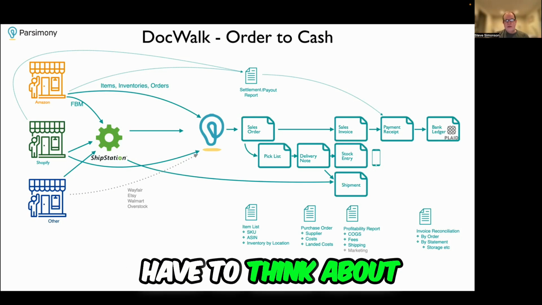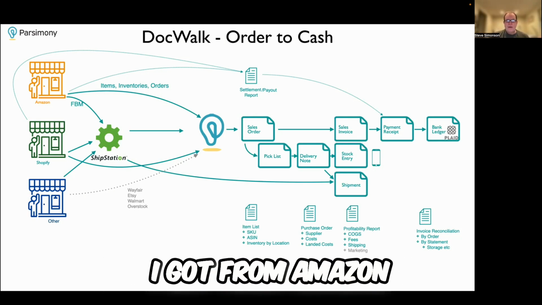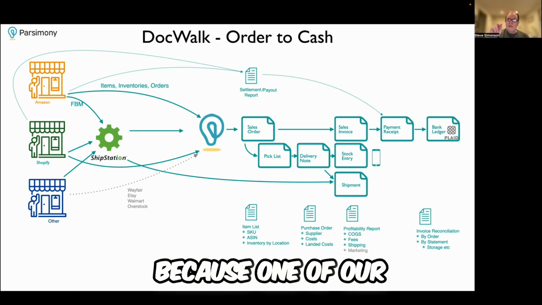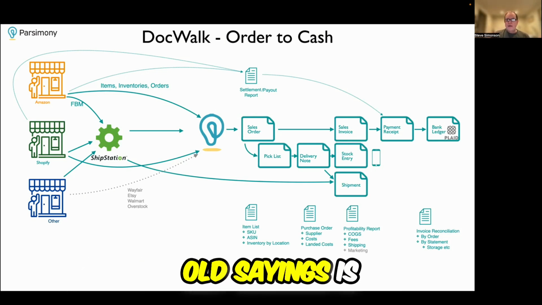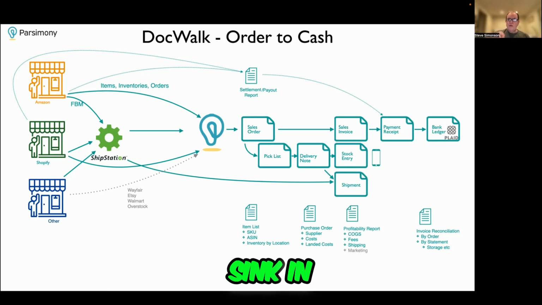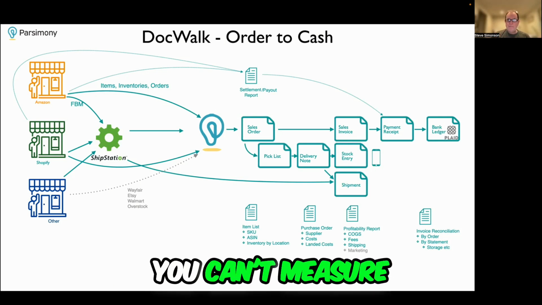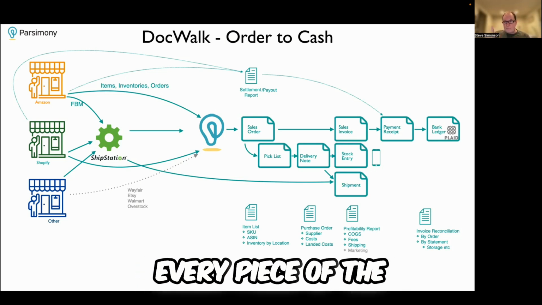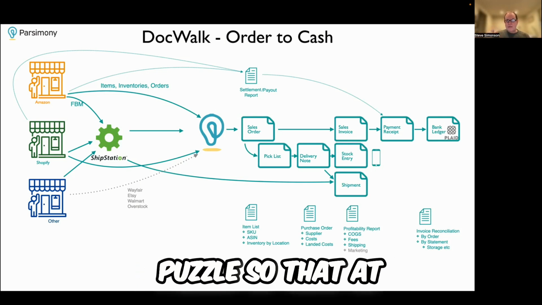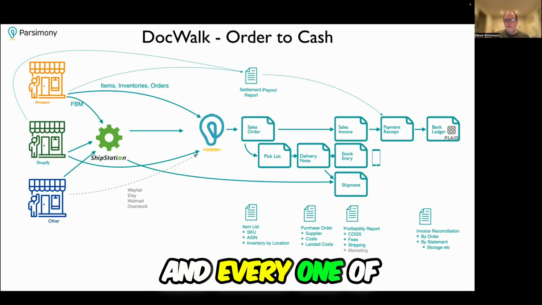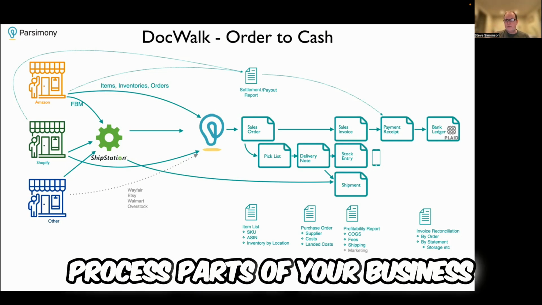You don't want to have to think about, well, here's the batches that I got from Amazon. I assume they're doing it right. Don't make any assumption like that. Get it right. Make sure you understand it, because one of our old sayings is, you can't manage what you can't measure, right? And let that one sink in. You can't manage what you can't measure. So you may as well try to measure every piece of the puzzle so that at the end of the day, you've got very good potential to manage each and every one of those process parts of your business.